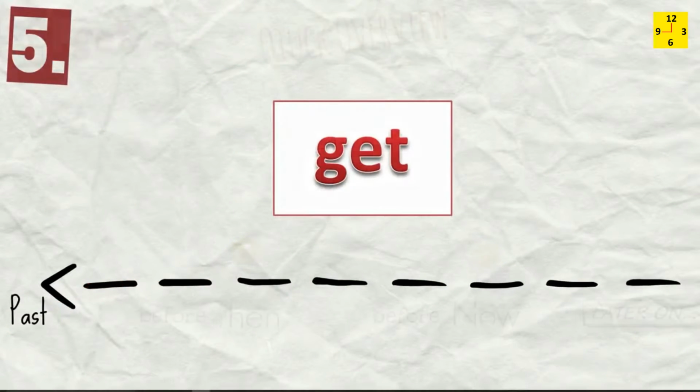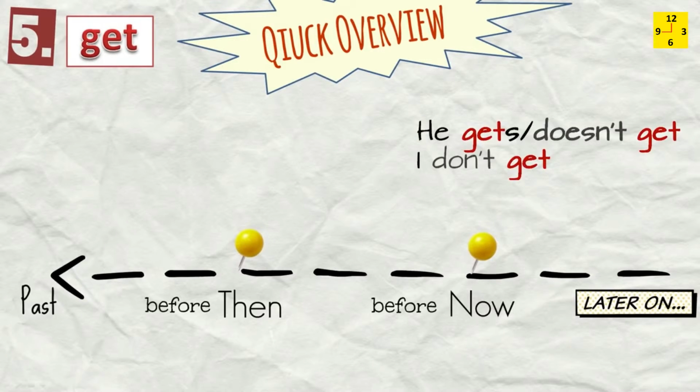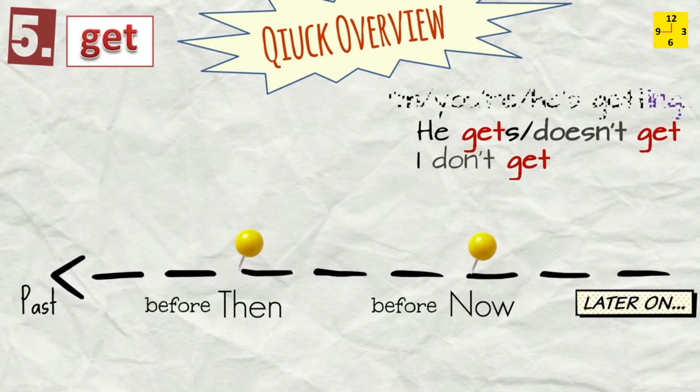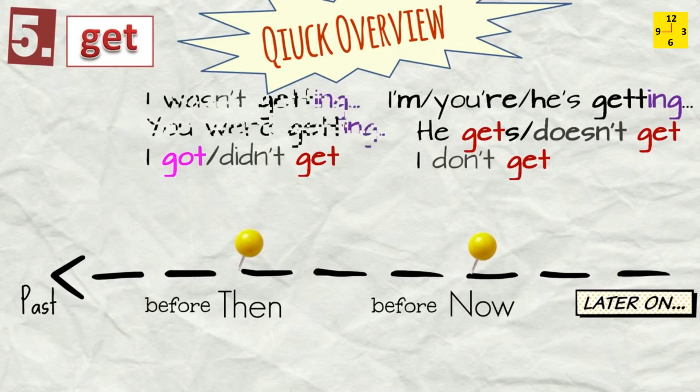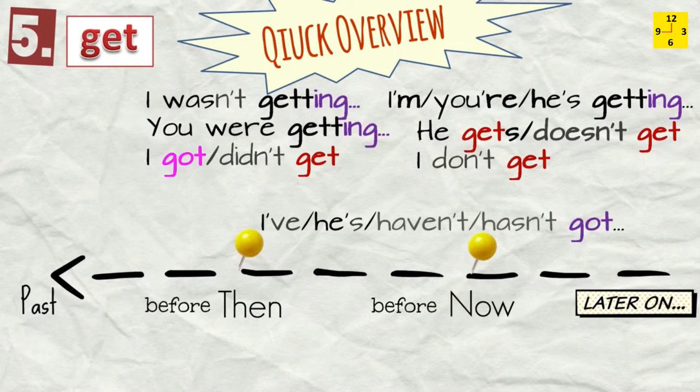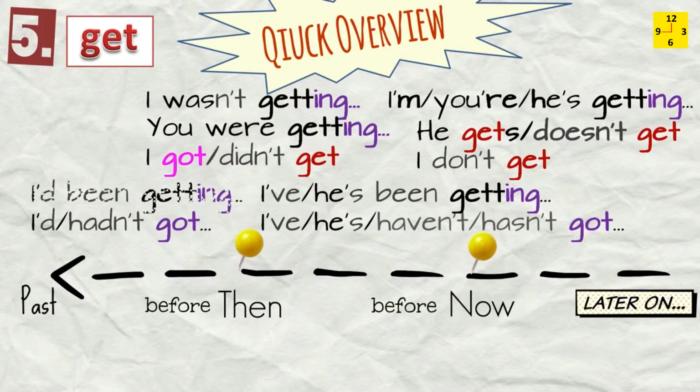Get. Quick overview again. I get, I don't get. He gets, he doesn't get. I'm getting, you're getting, he's getting. I got, I didn't get. I was getting, I wasn't getting. You were getting. I've got, he's got. I've been getting, he's been getting. I'd got, I hadn't got.